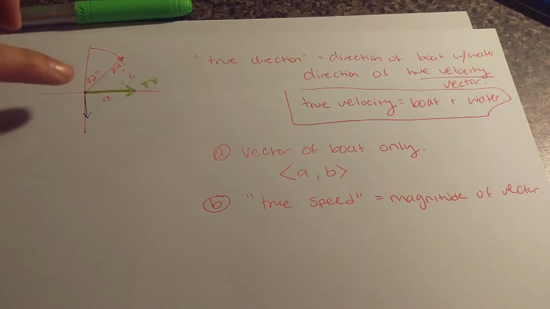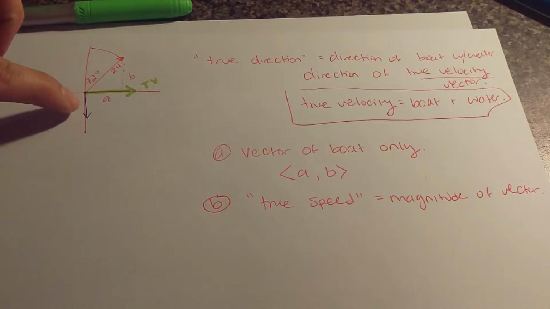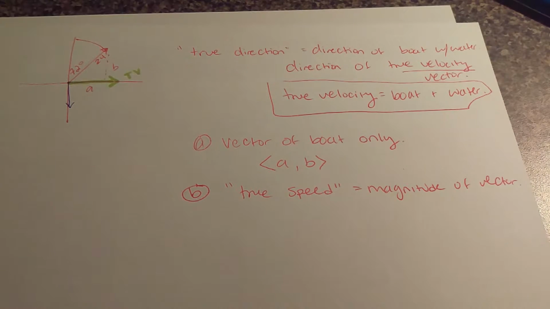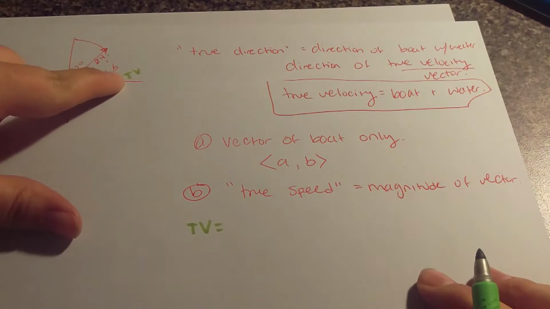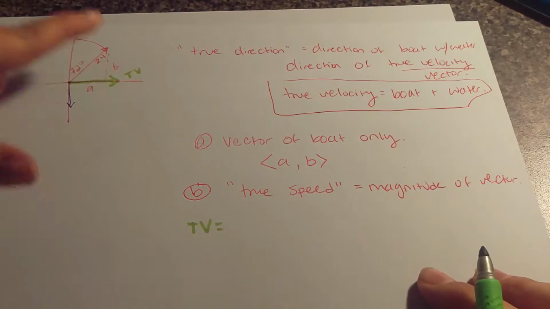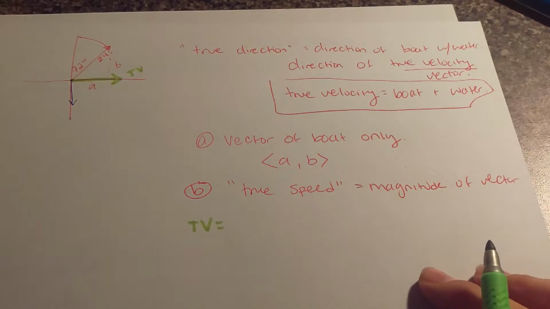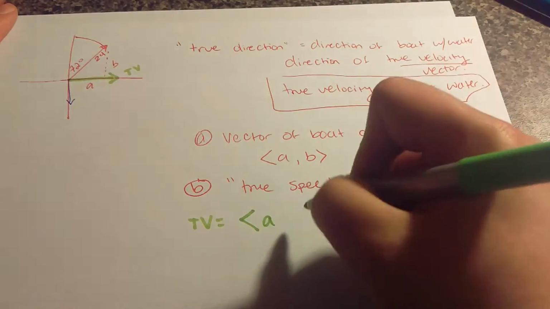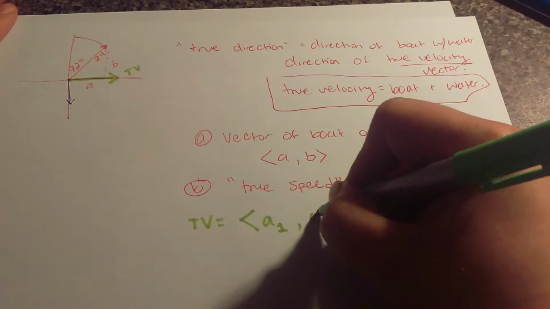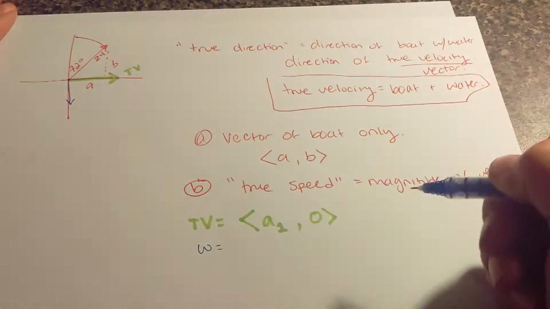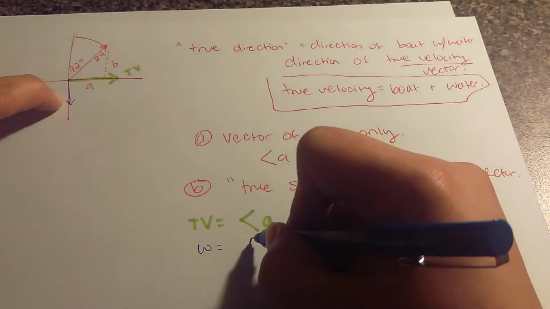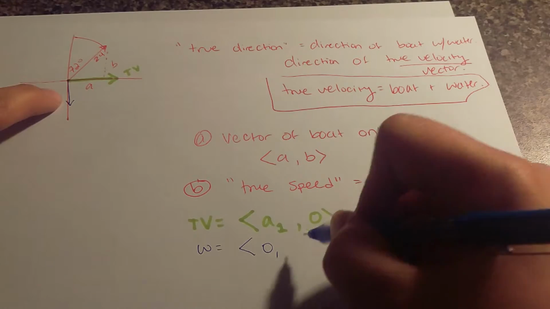Since it doesn't seem very obvious, what do I need to do to get the information about that blue one? Let's just write down everything that we know, just like we did in class. The true velocity vector, TV, is pointing directly east. I don't know how far, so that's one of my unknowns, but I do know it has no vertical component because it's exactly east. So it has a horizontal component and no vertical component. Now I'm going to do one for the water. For the water, it's perfectly vertical, so it has no horizontal component, but it has a vertical component.